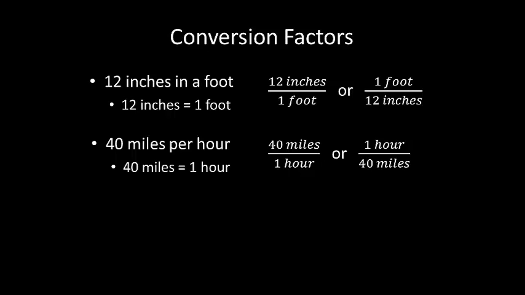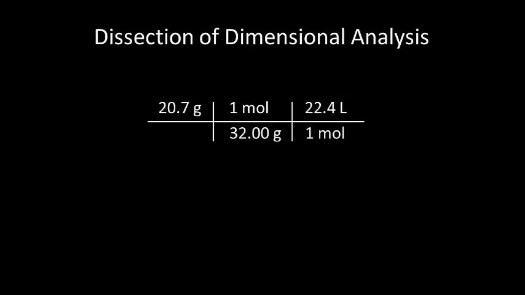So let's dissect a dimensional analysis setup. In the setup, you'll notice there are a lot of numbers and units. The very first number and unit, the ones in the top left box, are your starting number and unit. Notice that the bottom left box is empty. The other sets of vertically aligned numbers and units are your conversion factors. In this case, we have two. 1 mole equals 32 grams, and 22.4 liters equals 1 mole.